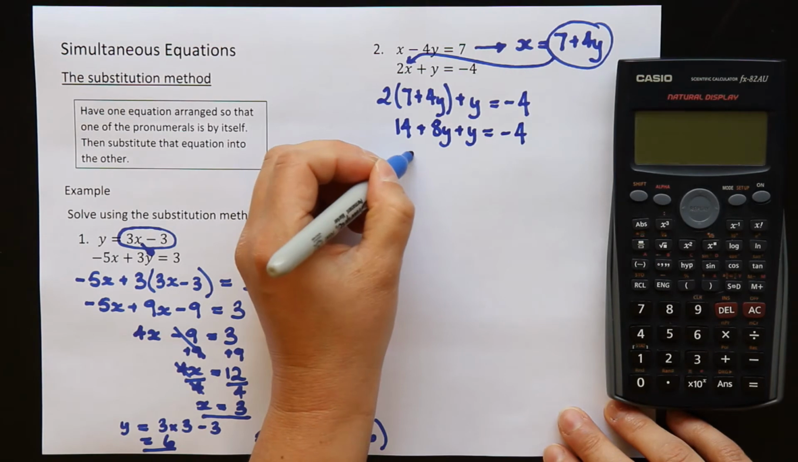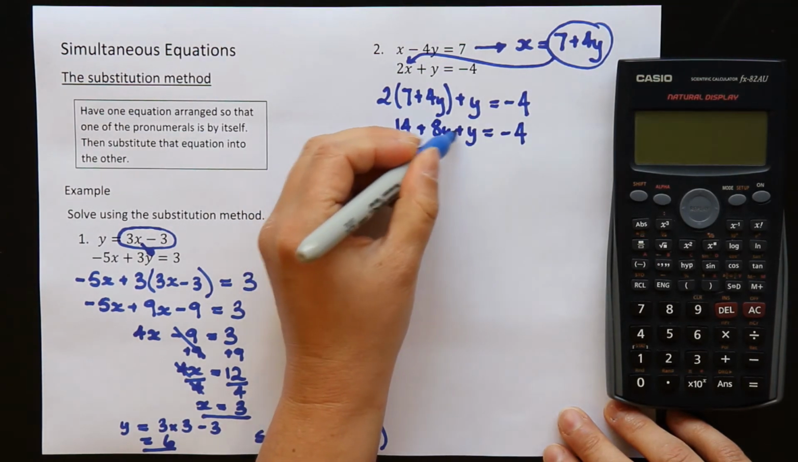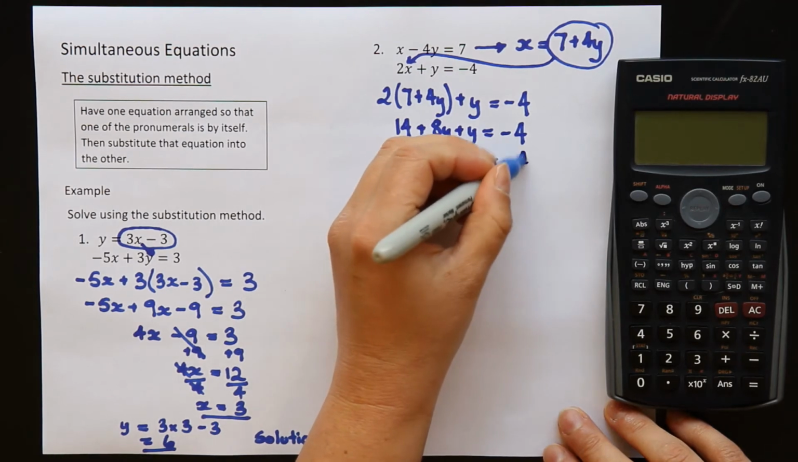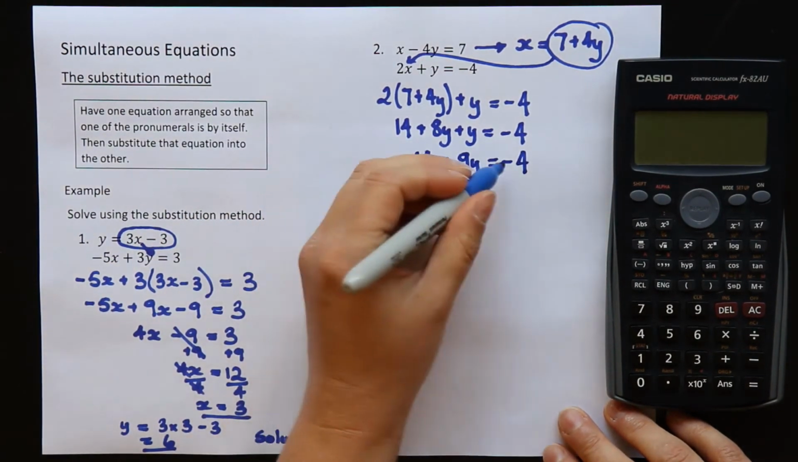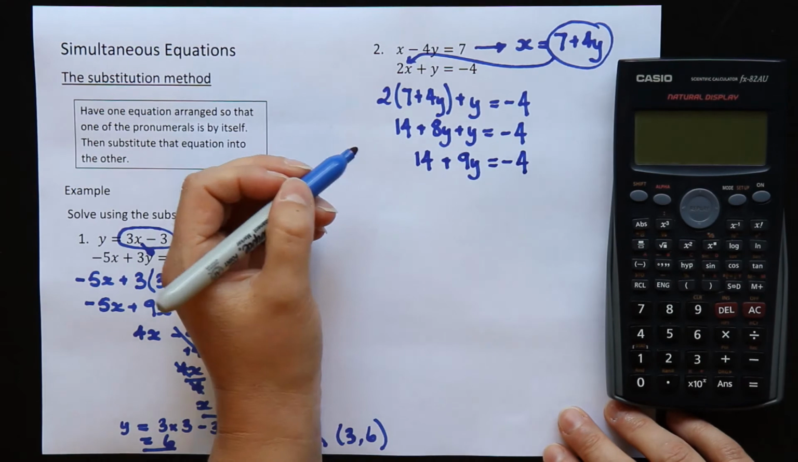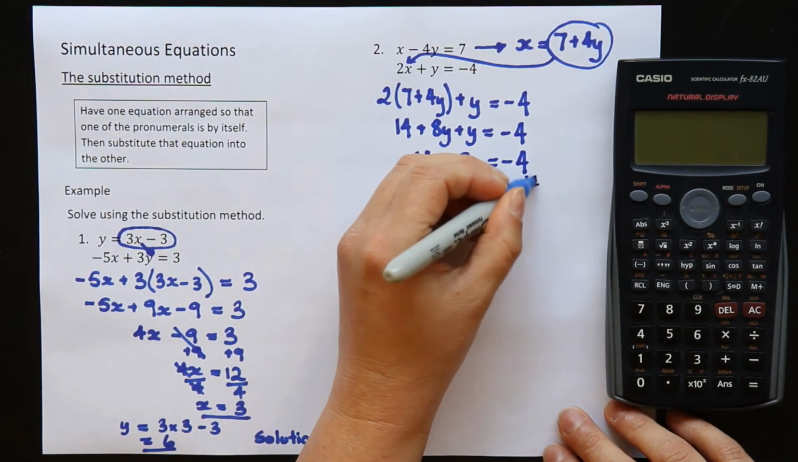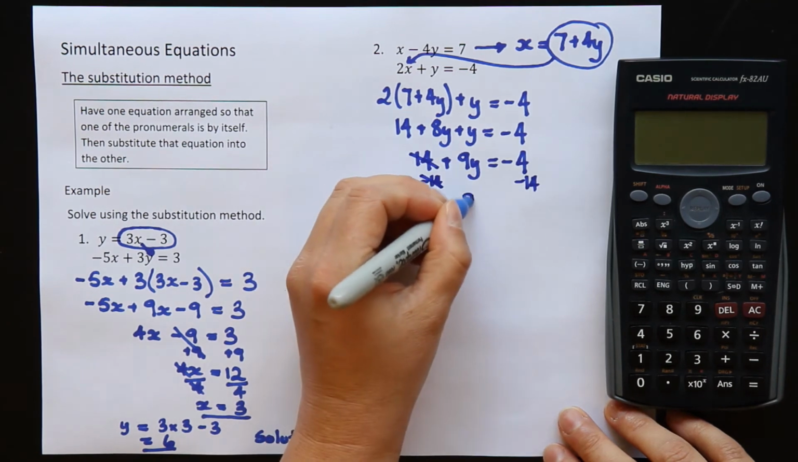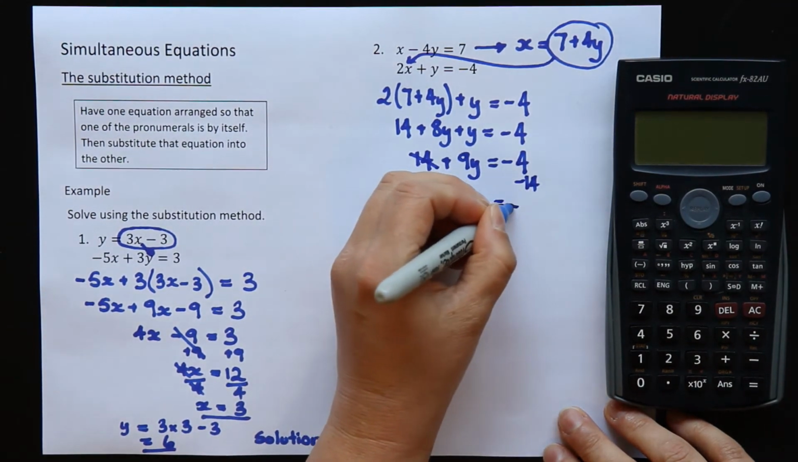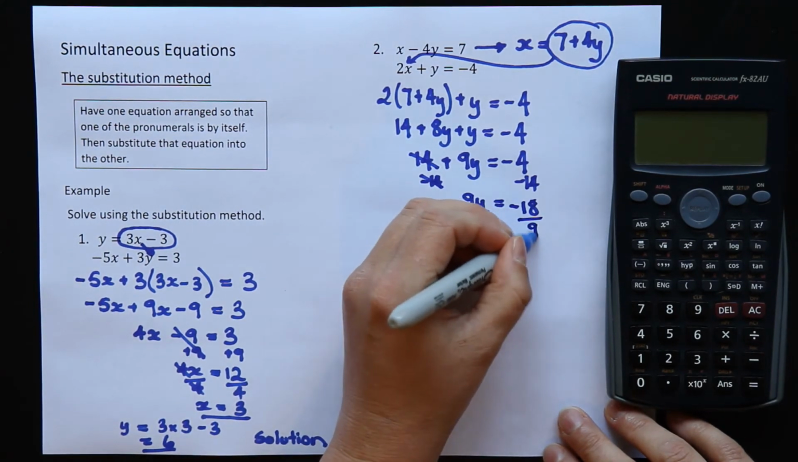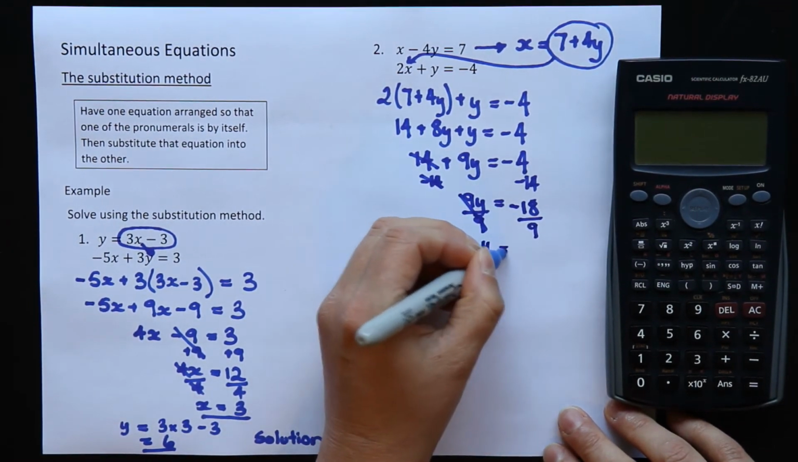Collecting the y's together, 8y plus y is 9y, plus 14 equals minus 4. And then we're down to solving the equation, moving everything away from the y. So let's subtract the 14. That will give us 9y equals negative 18. And divide by the 9. y is equal to negative 2.